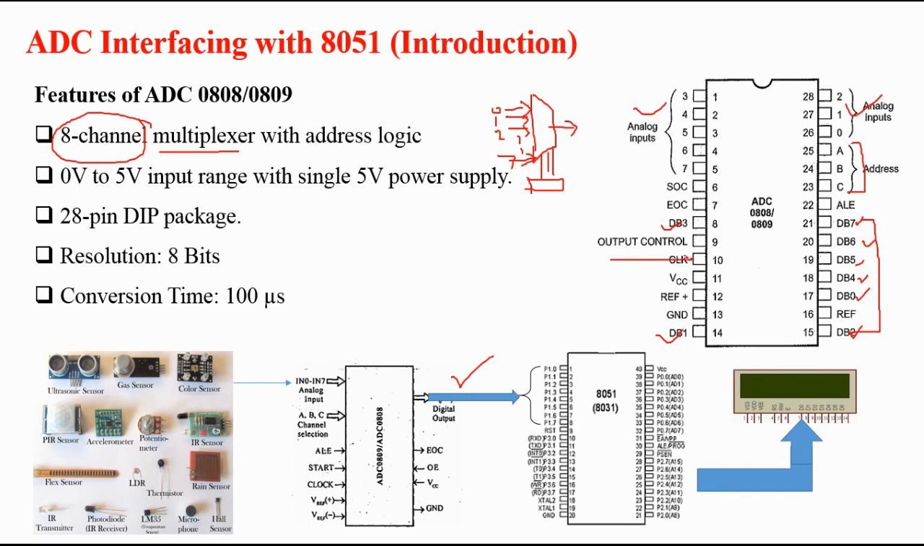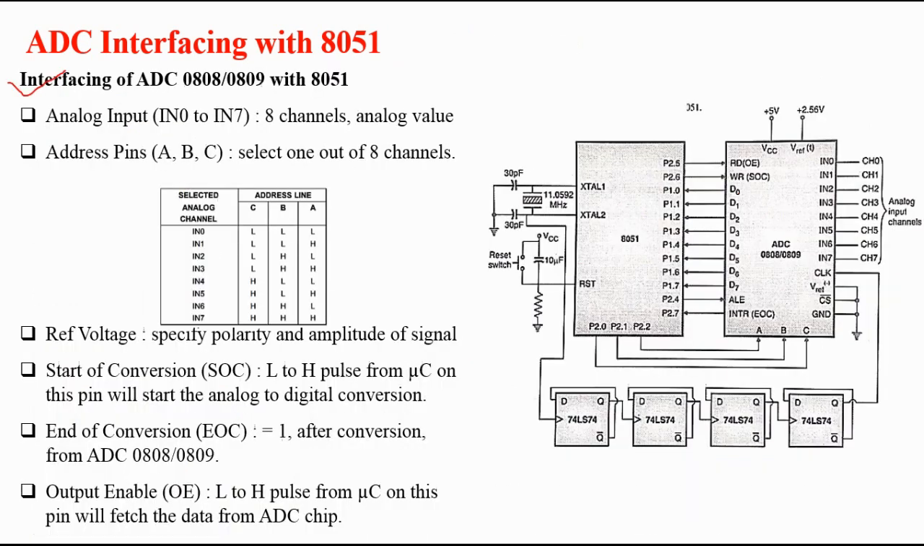This is the clock at which we should give the clock signal in order to run this ADC. And the remaining pins, for example the reference pin, then the SOC, EOC and ALE pins, those are called handshaking signals. Those are the control lines. We will study what is the use of the control lines and how to interface those lines with 8051.